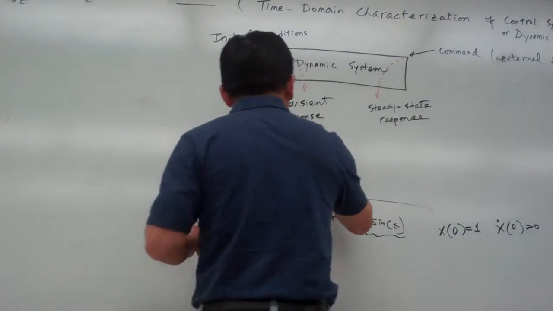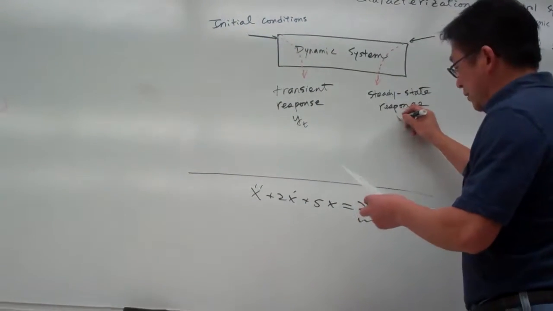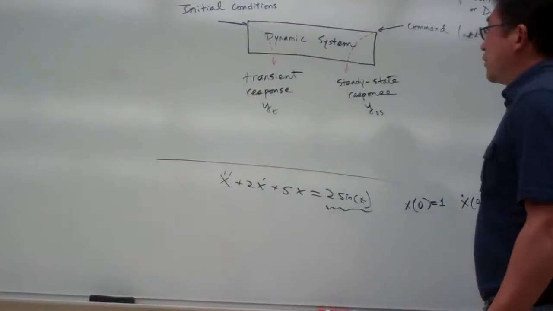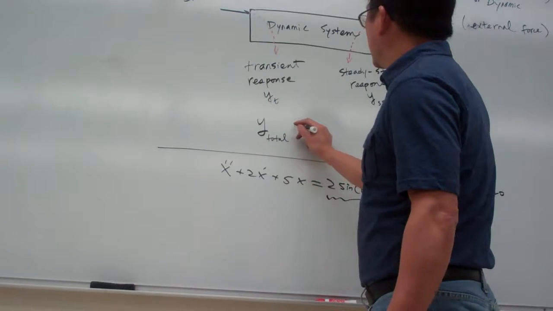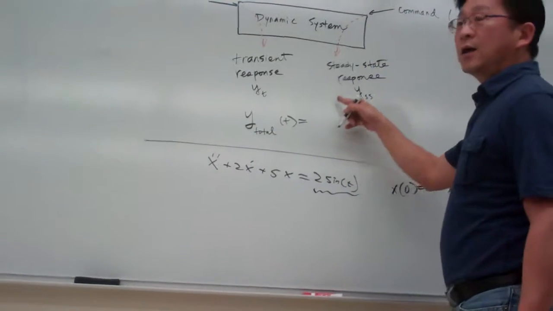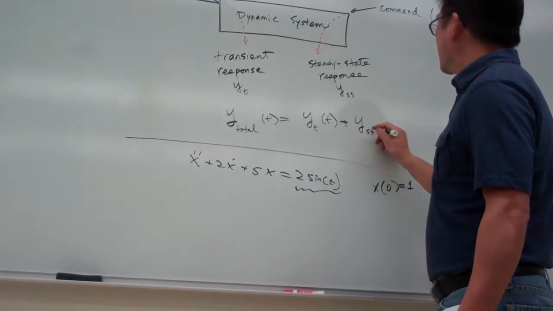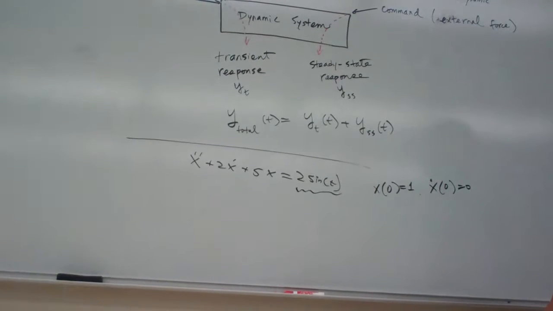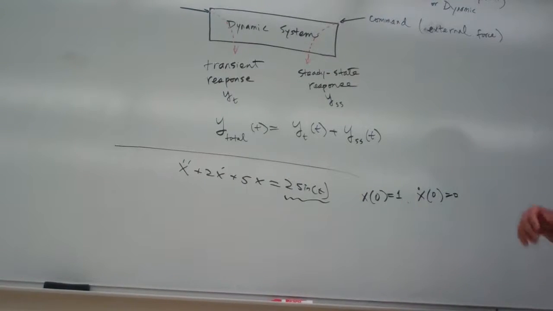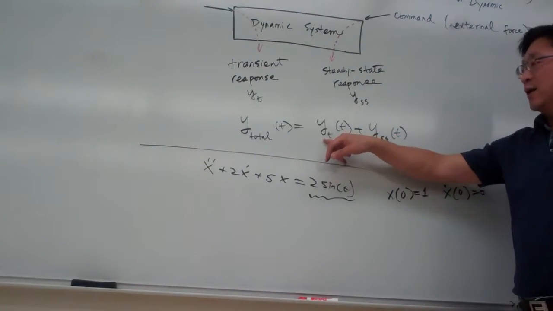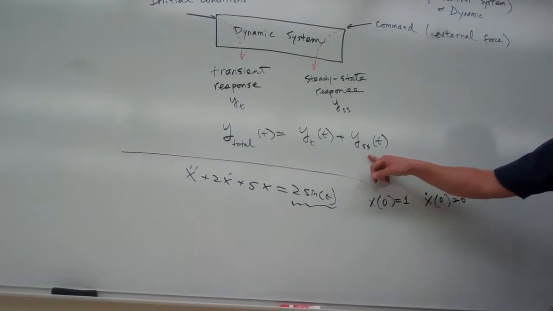Just like here, there's a transient. Let me call the transient response y_t, and this one let me use y_ss. So the total response is basically governed by y_t, the transient, plus the steady state response. Okay, so in terms of the language learned in differential equations, this is called the homogeneous solution, and this is called the particular solution. Okay, so that is the concept here.